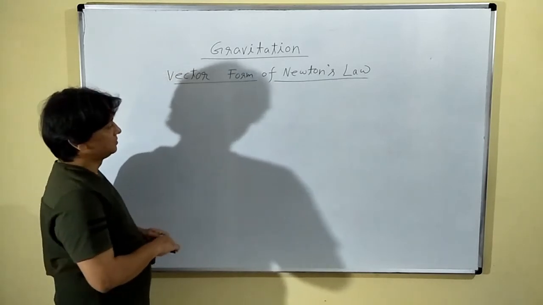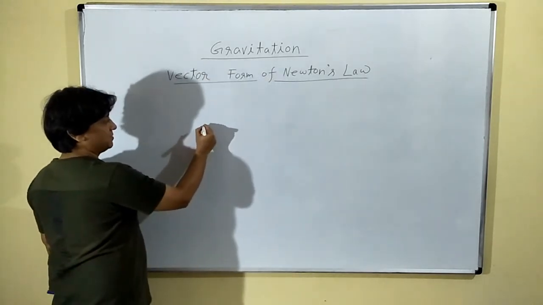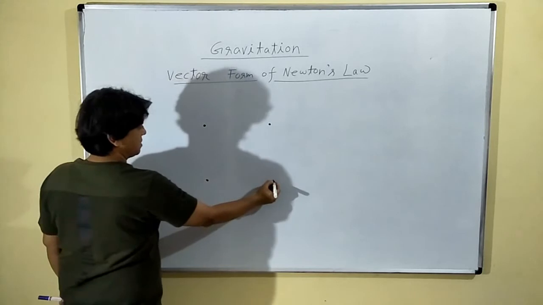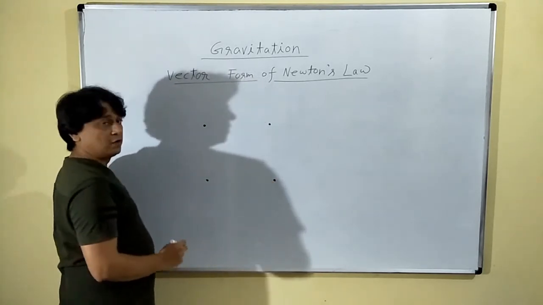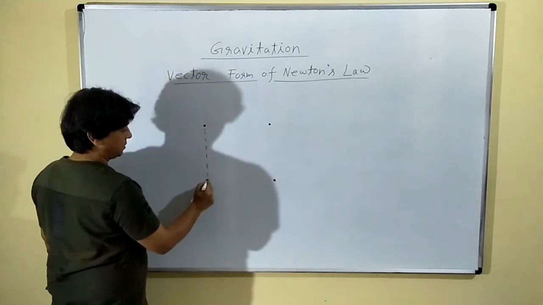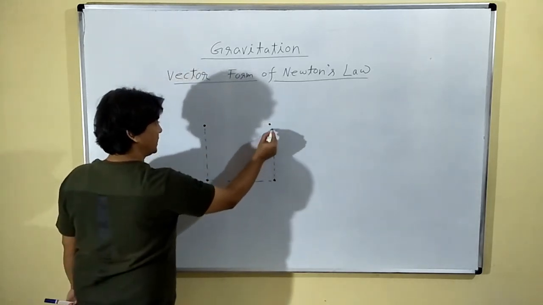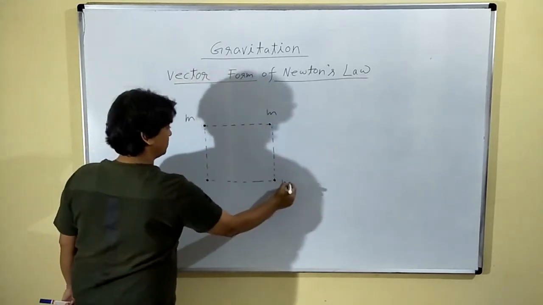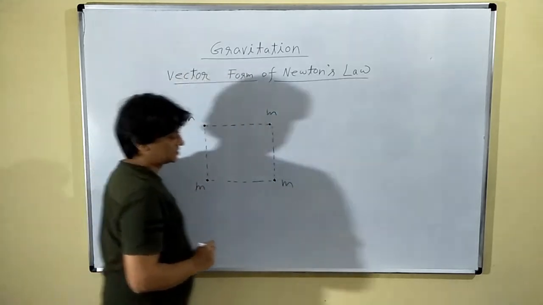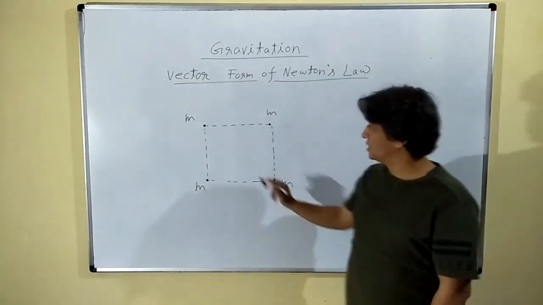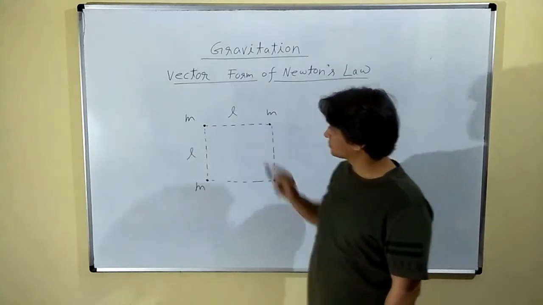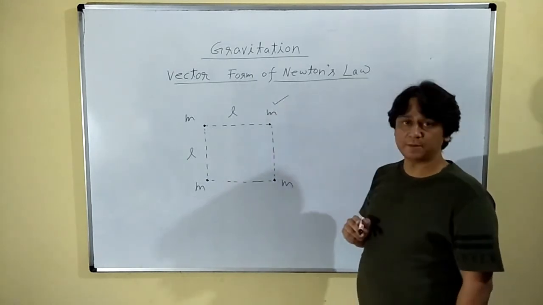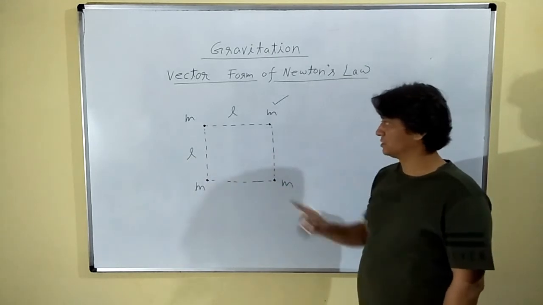Let's see this next example. This time we are being given a square of side length L and four identical masses M, M, M, and M. They are placed at these four corners of the square of side length L. We need the total force on this end coming from these three masses M, M, M.